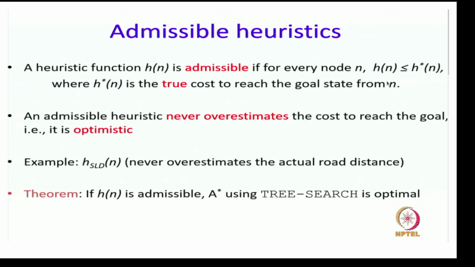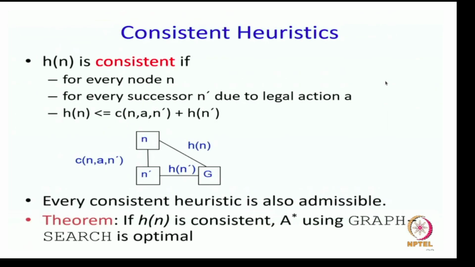What about the running example? What heuristic should we take? You can take a heuristic that never overestimates the actual road distance. There is one more important concept associated with the heuristic, which is consistent. You understood what is admissible? Admissible says you are assigning h of n to each node. Fine, assign. What does it represent? That from that node reaching the goal node, how much cost it is taking.